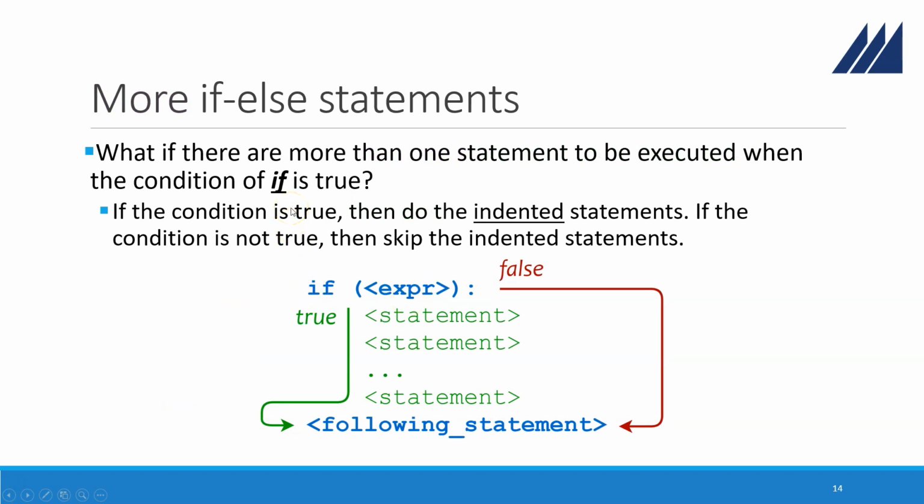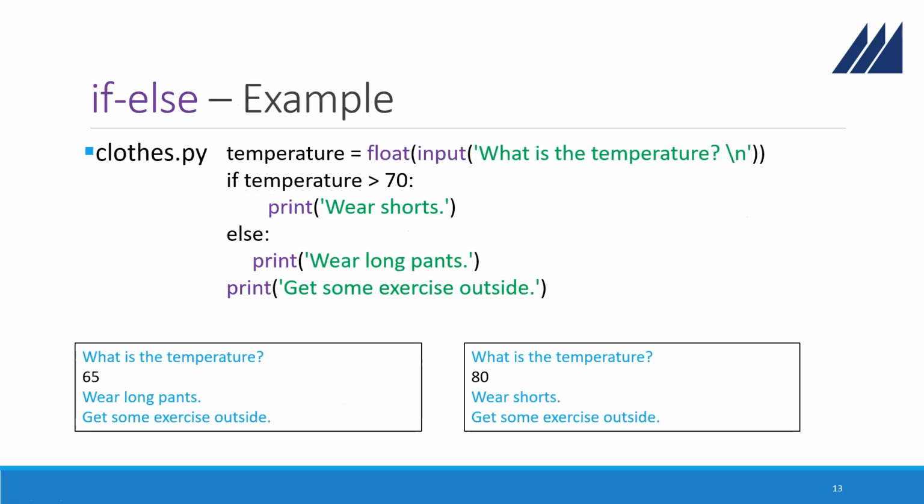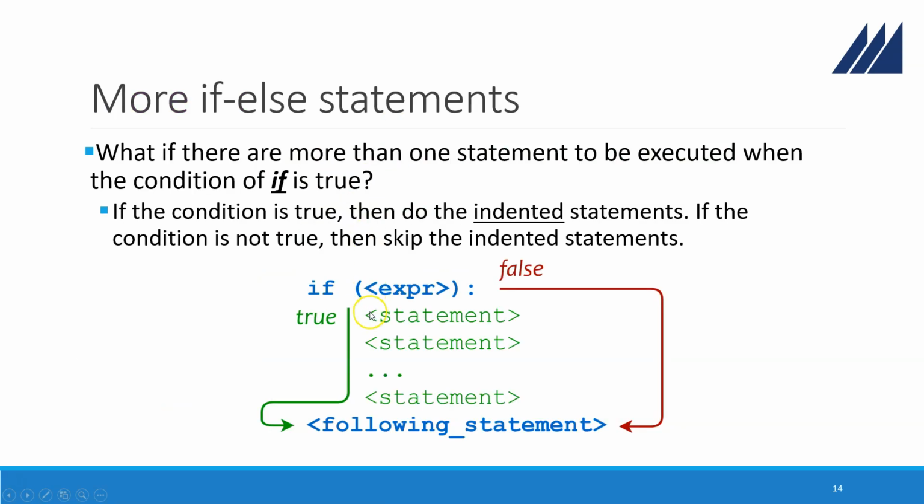Okay, let's learn some more about the if-else statement. We saw in the previous example that in the branch we have only one statement. Can we have more than one statement? Of course we can. How can we do it? Well, we want to make sure the other statements that belong to that branch are indented in the same way. Take a look over here. They are all indented in the same way.